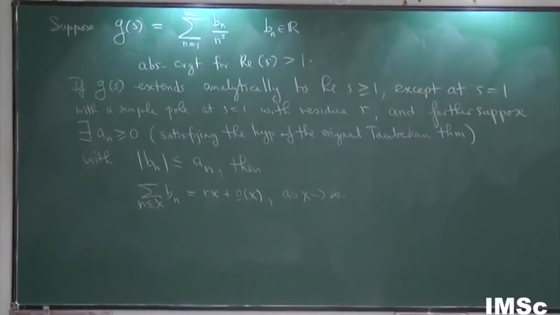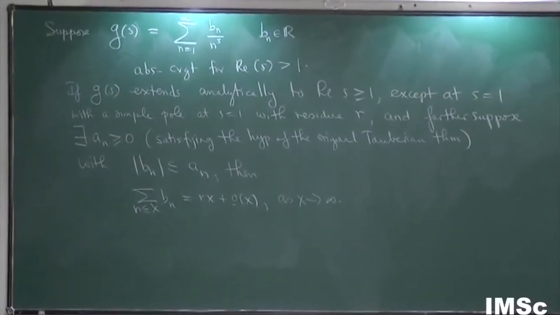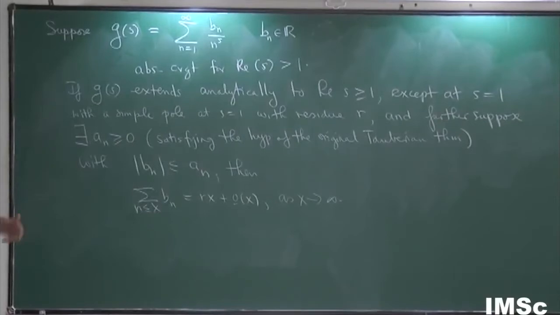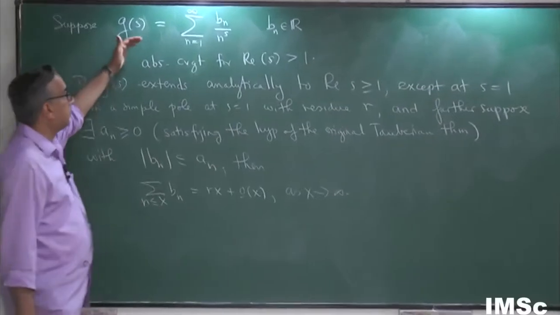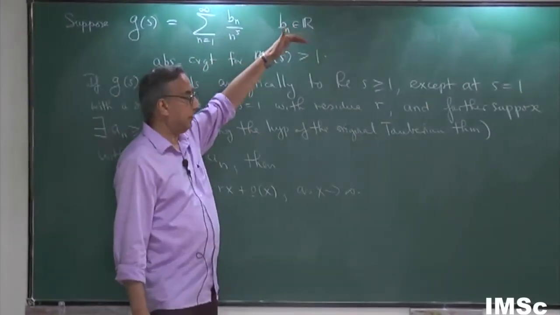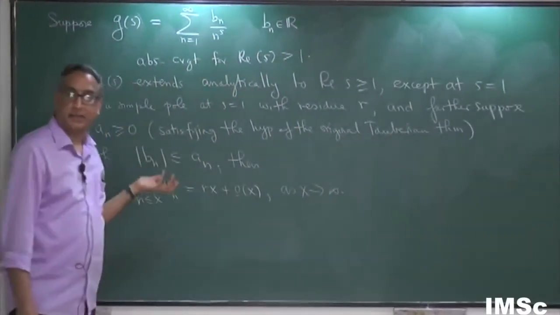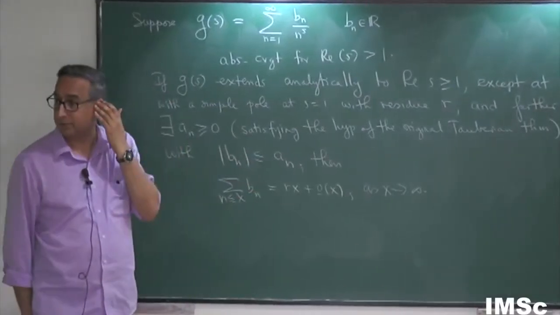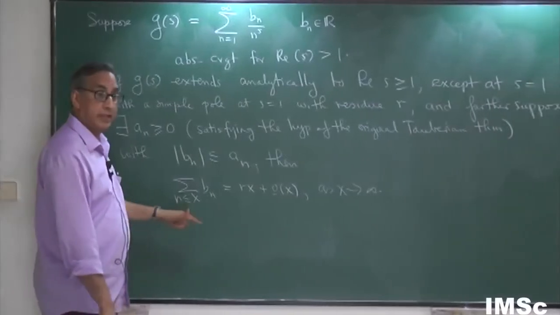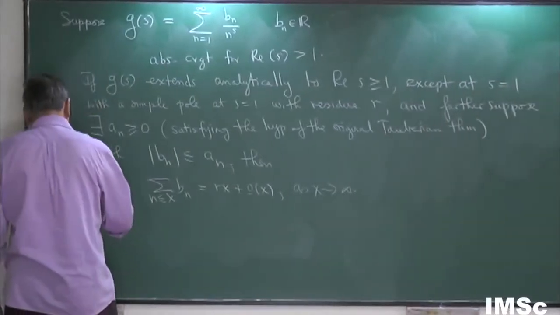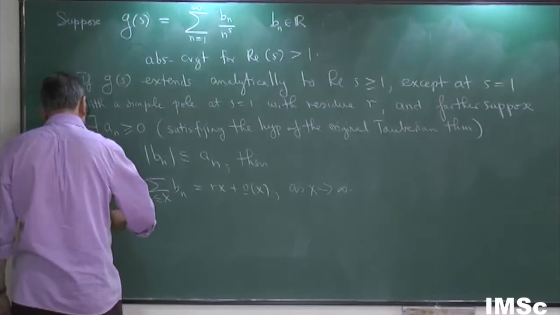Okay. Now in practice, if you have a Dirichlet series with real coefficients, you can always find these a sub n's and work this through. It will always happen. Okay? So how do you prove this? The proof is easy. Apply the Tauberian theorem.